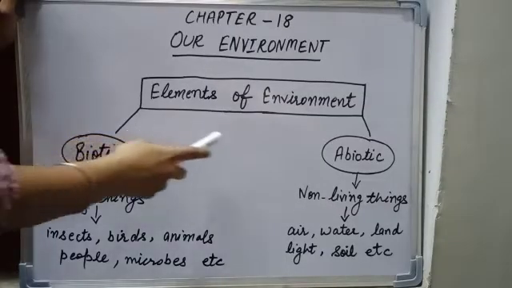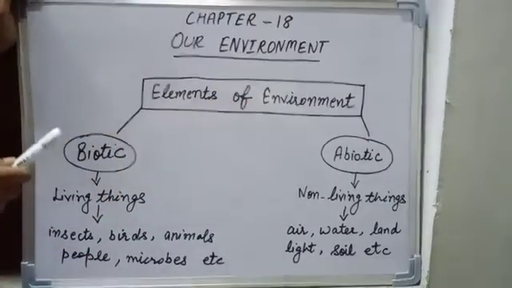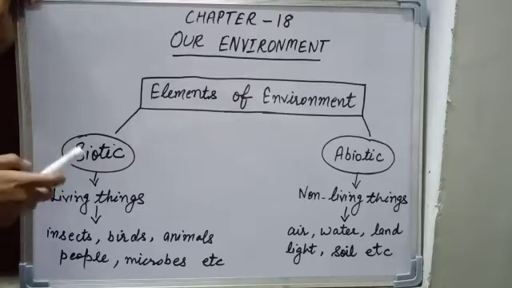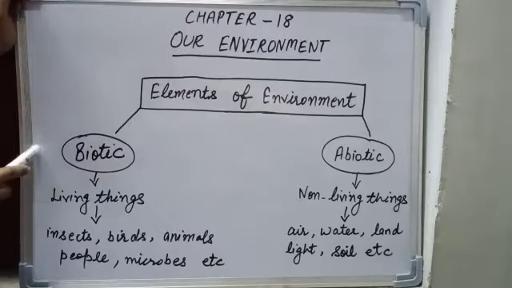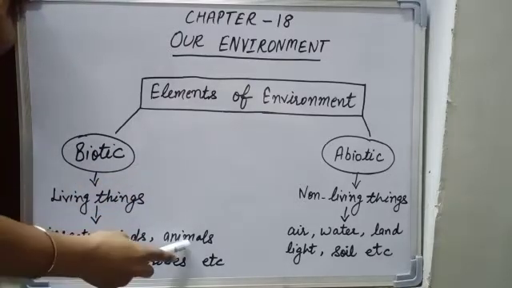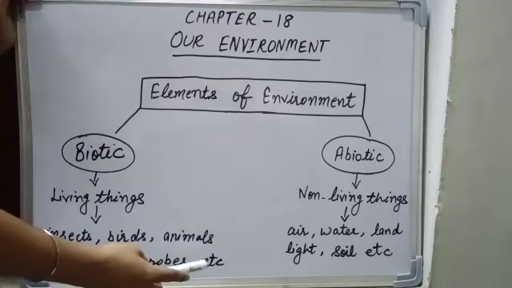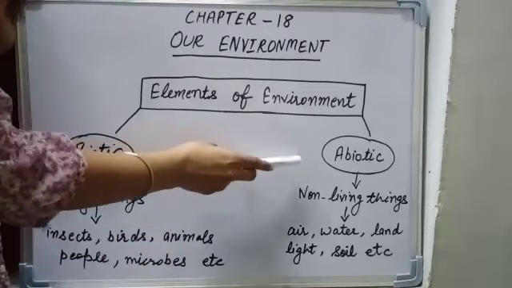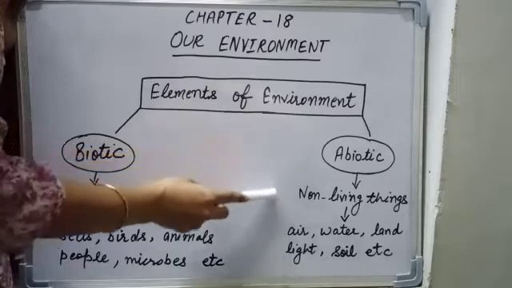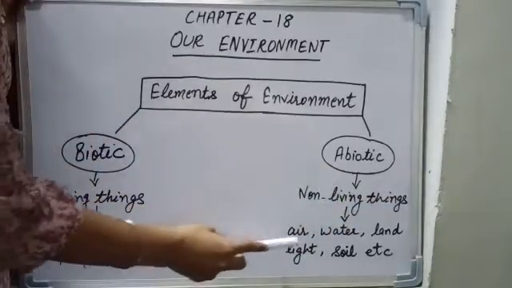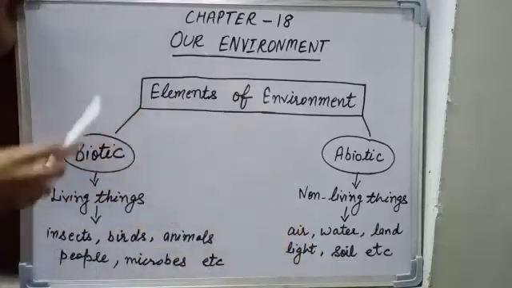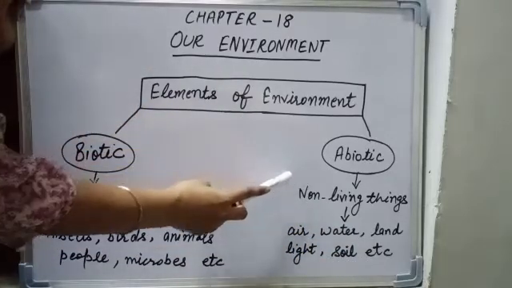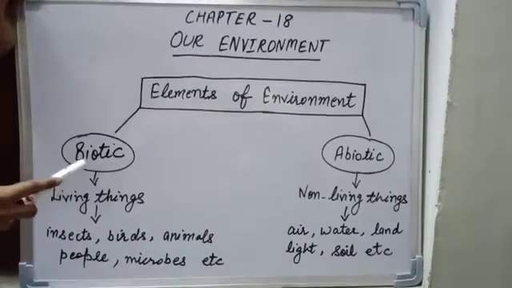Next is elements of environment. Environment consists of two types of elements, biotic elements and abiotic elements. Biotic elements include all living things like insects, birds, people, animals, microbes, etc. And abiotic elements include all non-living things like air, water, land, light, soil, weather, etc. Together, both biotic and abiotic components make up our environment.